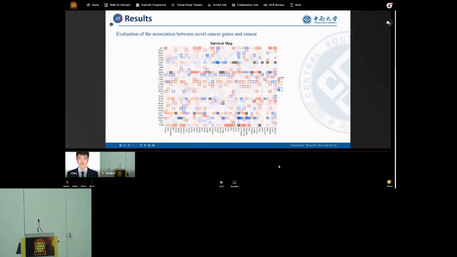And finally, we performed survival analysis of the 144 novel cancer genes in multiple cancer types. We found that 143 of 144 novel cancer genes have significant survival analysis results in multiple cancer types. This finding suggests that these novel cancer genes may influence tumorigenesis and progression in diverse ways.